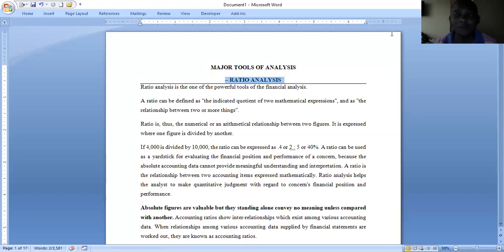Welcome to the first topic of financial statement analysis, that is ratio analysis. Ratio analysis is one of the major tools of financial statement analysis. In fact, it is one of the most powerful tools of analyzing financial statements. A ratio can be defined as a quotient of two mathematical expressions. It is a relationship between two or more things.